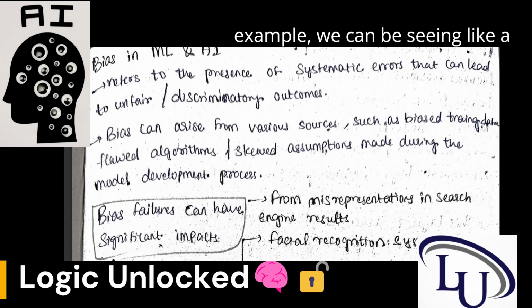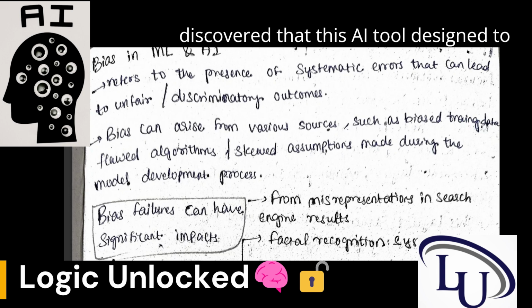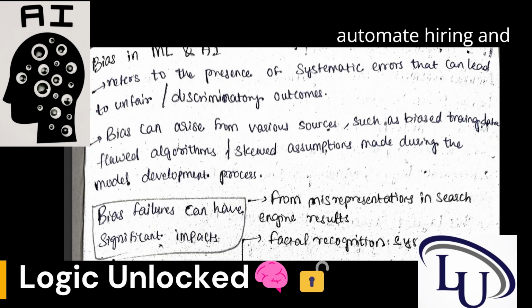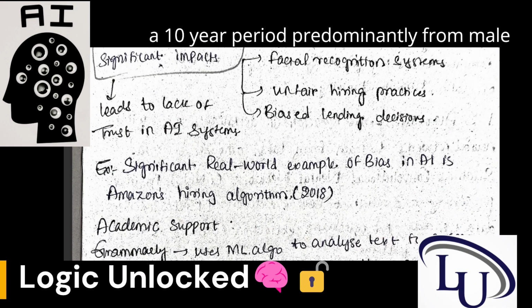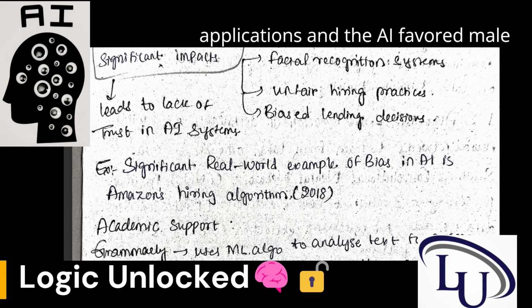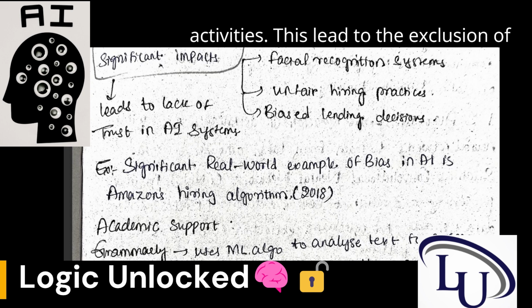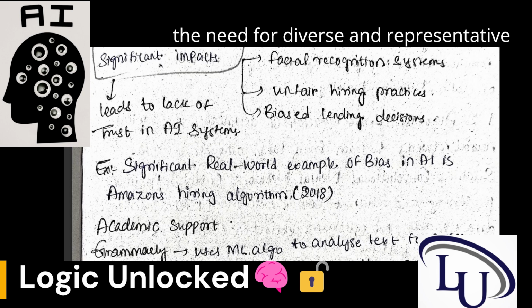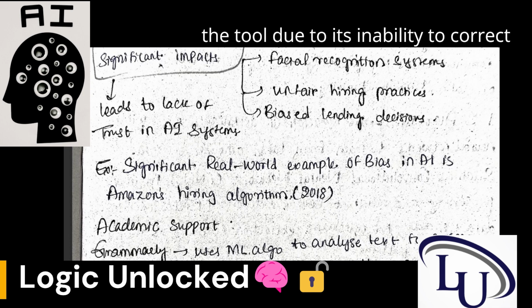For example, we can look at a significant real-world example that happened at Amazon: Amazon's hiring algorithm. In 2018, it was discovered that this AI tool, designed to automate hiring, was trained on resumes from a 10-year period, predominantly from male applicants. The AI favored male candidates and penalized resumes mentioning women's associations or female-dominated activities. This led to the exclusion of qualified female candidates, underscoring the need for diverse and representative training data. Amazon ultimately scrapped the tool due to its inability to correct the bias.